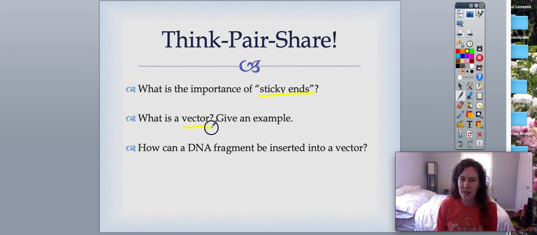Second, what's a vector? New vocab word here. Give an example. We gave lots of examples during that lecture. And last, how can a DNA fragment be inserted into a vector? That was that graphic that we just went over. Give you guys a second to think.